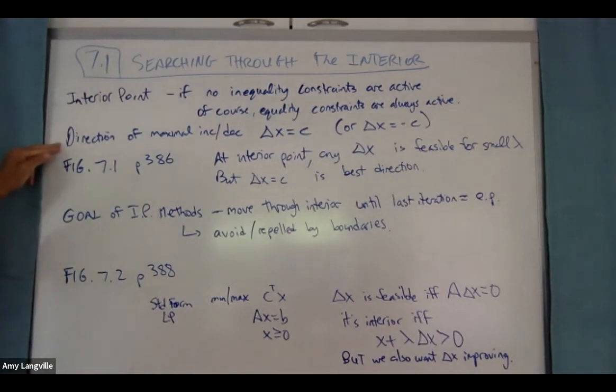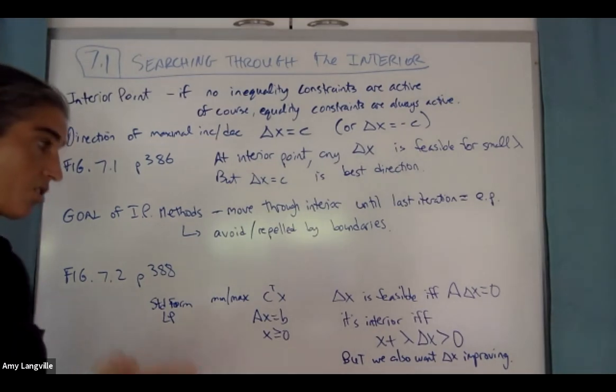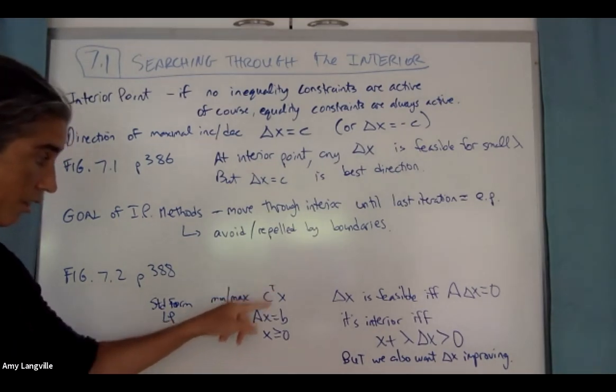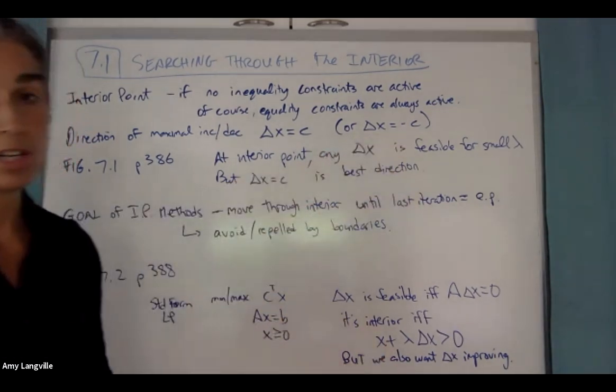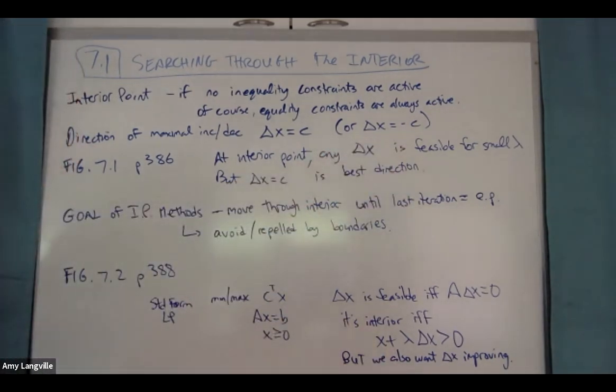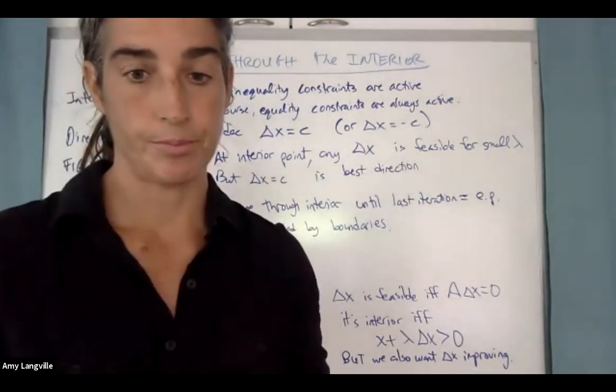And then we also have this bit of review. We know for an LP that the direction of maximal increase, the optimal direction to move in, is the gradient, which is just the C vector, or vector of coefficients. And if it's a minimization, then we use the negative gradient. Okay, so let's take a look at these ideas on a couple of figures. I want to look at figure 7.1 on page 386 and 7.2.